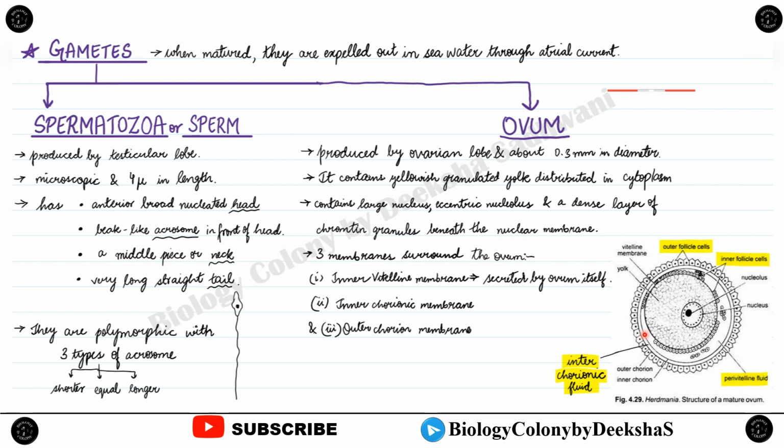Also, here is a perivitelline fluid that is filled between the vitelline layer and the chorion layer. Also, there is interchorionic fluid that is filled up in the space present between the outer chorion and inner chorion. There are some follicle cells attached to the vitelline membrane and some outer follicle cells that are present in the chorion layer.